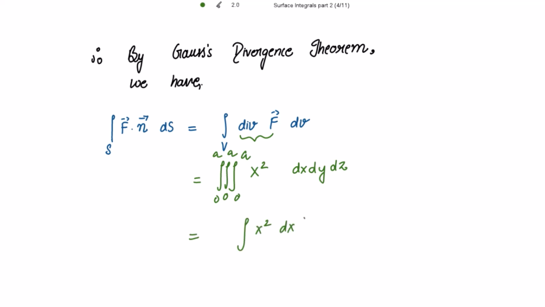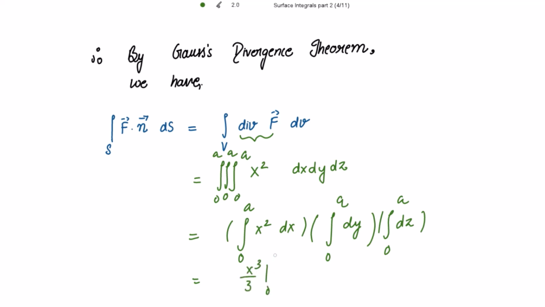Separating them, we get x cubed divided by 3 with the limits, and this is y with limit 0 to a, and this is z with limit 0 to a. So putting the upper limit, we get a cubed divided by 3 minus, putting the lower limit, we get 0, into a and also a. So that gives us a to the power 5 divided by 3 as the surface integral.